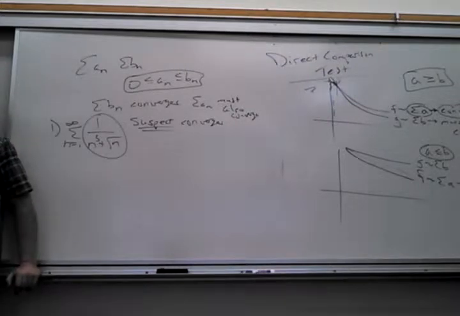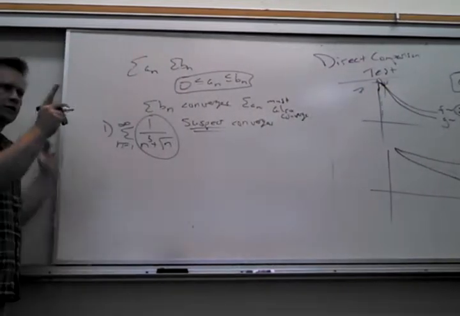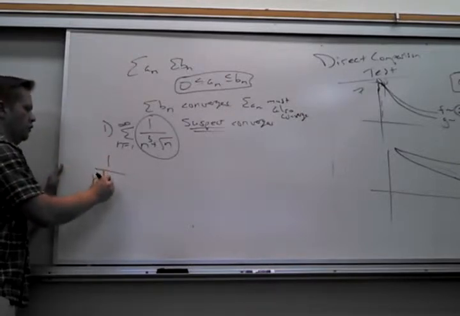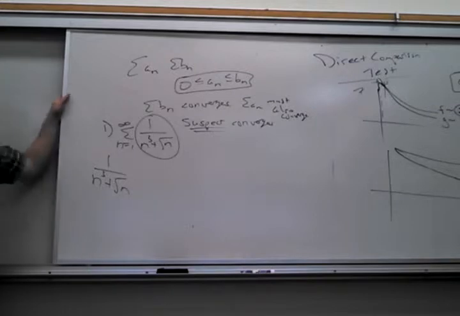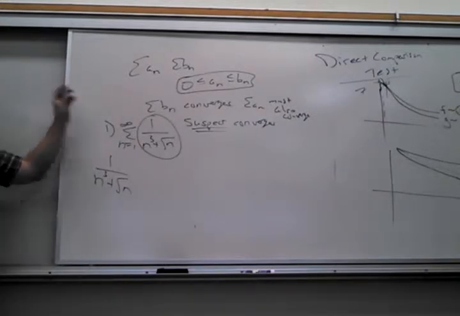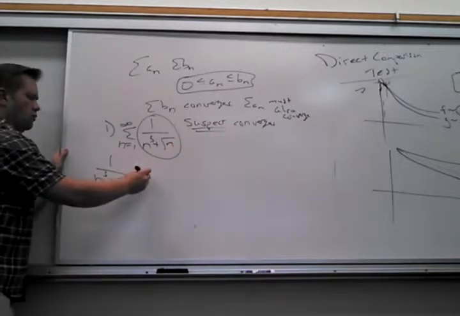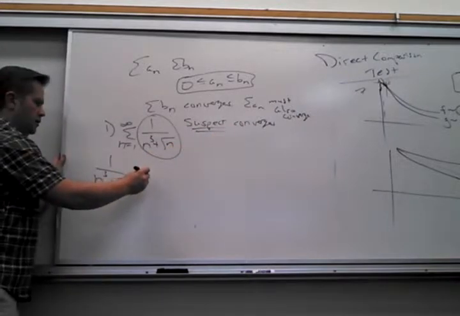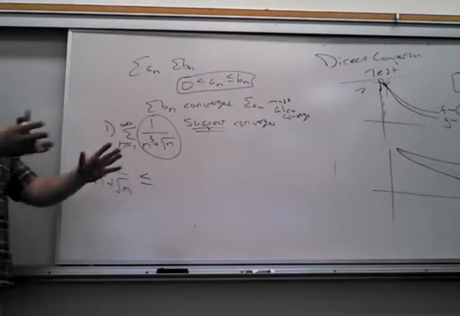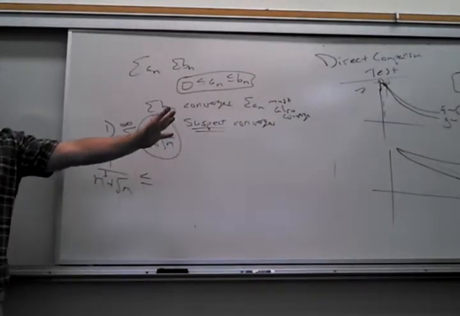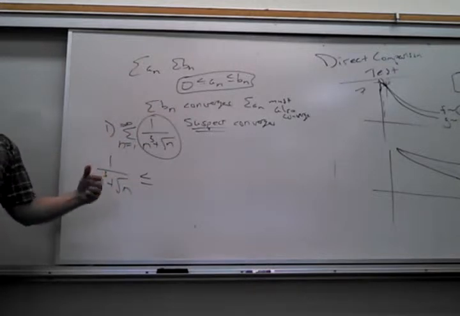So I need to relate this to some other function that's easier to state directly whether it converges or diverges. So this one's kind of easy. Here's my bn, an, I really don't care. I know I want to find a bigger function. So which direction do I want the inequality to go? At least as big as this. I want something bigger or equal to this.